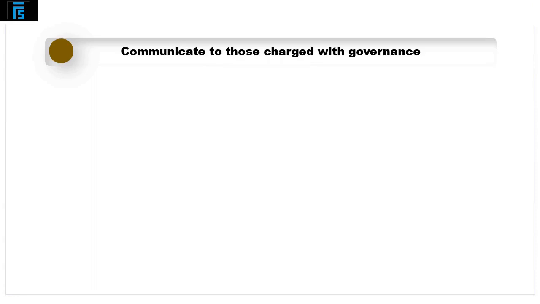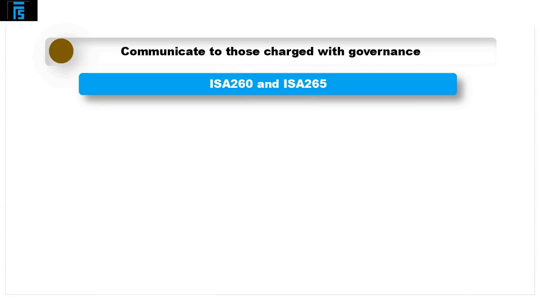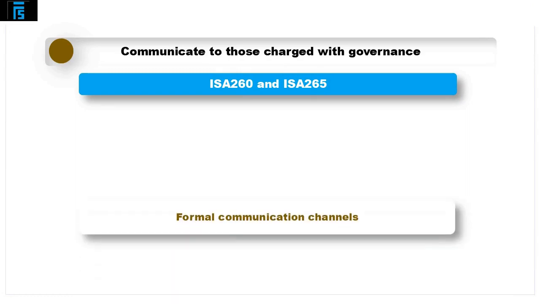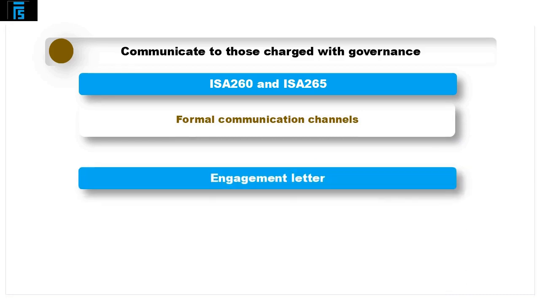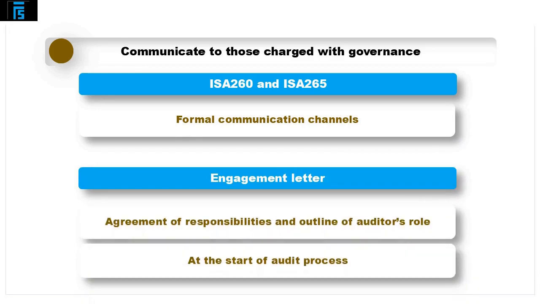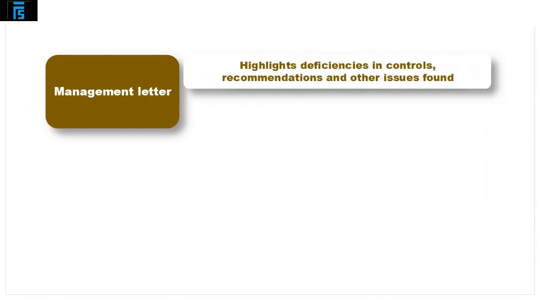Communication to those charged with governance is outlined in ISA 260 and ISA 265, where it highlights the formal communication of issues between the client and the auditors. The first formal communication is the engagement letter, where the agreement of responsibilities and the outline of the auditor's role is documented and signed. The next formal communication is the management letter, where any issues found, including deficiencies in control systems, are documented.